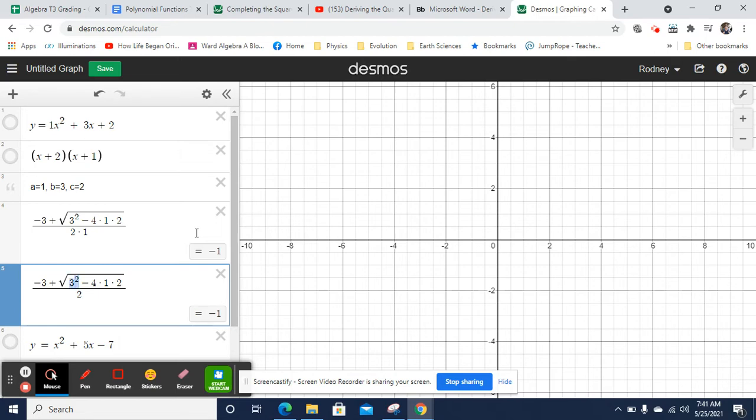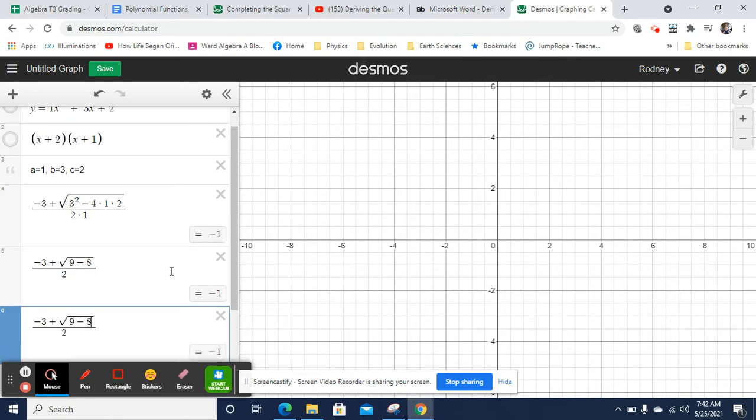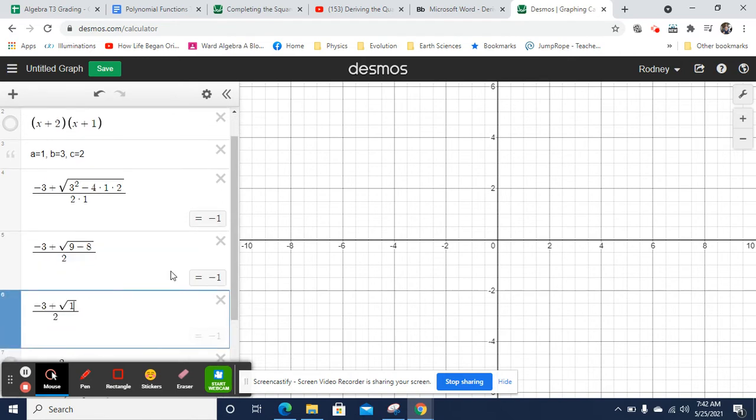But 3 squared, easiest if you do manage all this. You may have noticed I only did the plus version. We'll deal with the minus version after I've simplified things. Okay, so 3 squared is 9, and 4 times 1 times 2 is 8. And 9 minus 8 is 1.